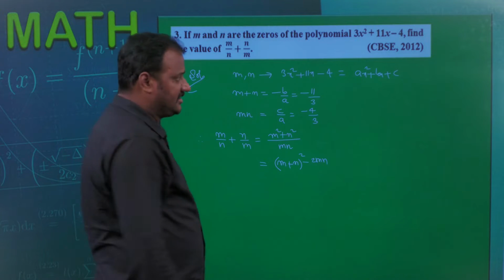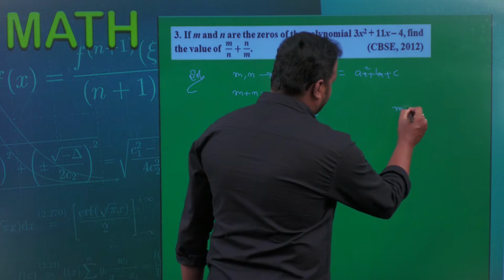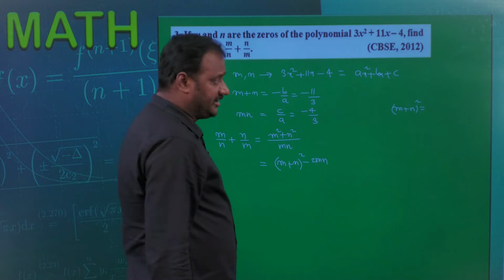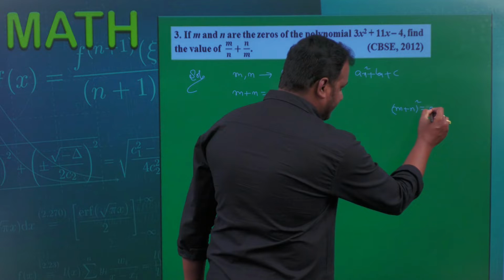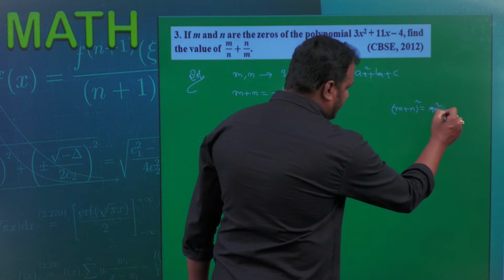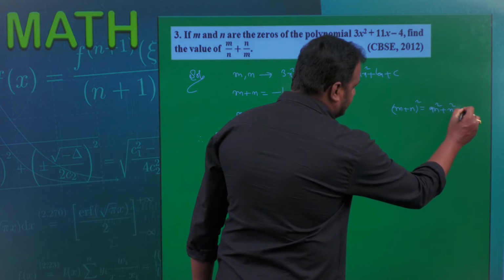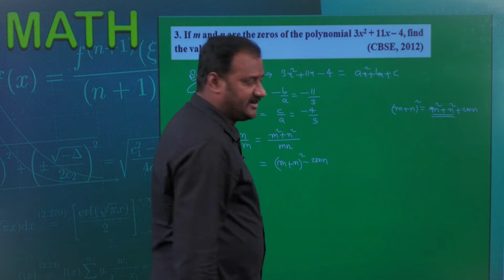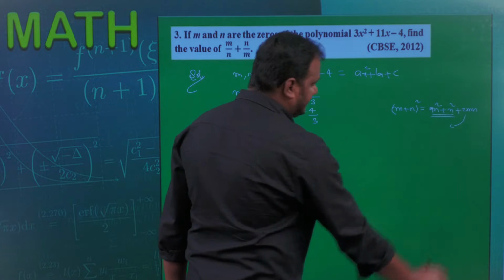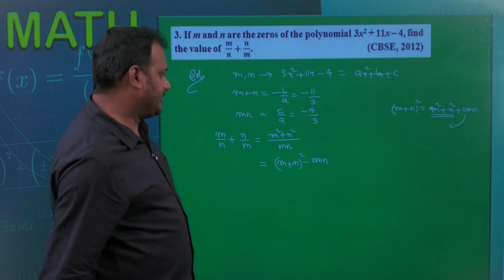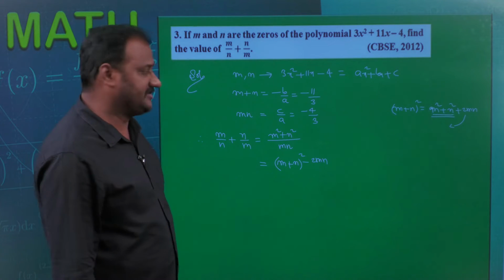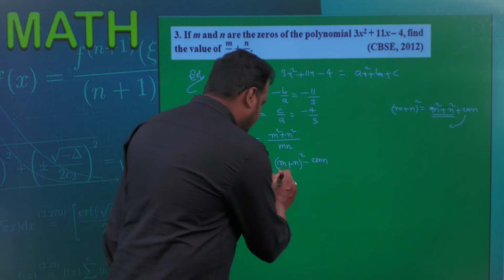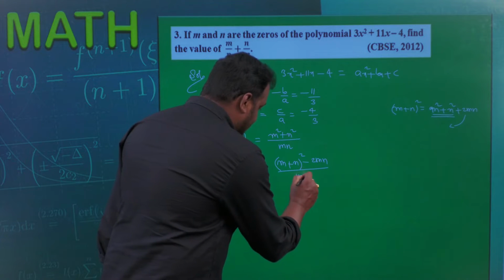You know how it is? What is the formula for m plus n whole square? It is in the form of a plus b whole square. So a plus b whole square is going to be a square, that is m square plus n square plus 2mn. But we want this m square plus n square, right? Transpose plus 2mn towards the left hand side. Then it would be minus 2mn. Like that, I got the formula for m square plus n square as m plus n whole square minus 2mn, divided by mn was already there.